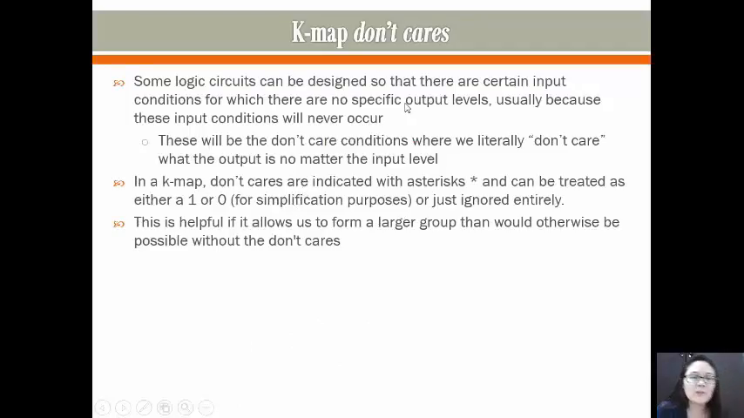So for K-map don't care, some logic circuits can be designed so that there are certain input conditions for which there are no specific output level, usually because this input condition will never occur. This will be the don't care condition, where we literally don't care what the output is no matter the input level. In the K-map, don't cares are indicated with asterisks and can be treated as either 1 or 0 for simplification purpose, or just ignored entirely. This is helpful if it allows us to form larger groups that would otherwise not be possible without the don't care.